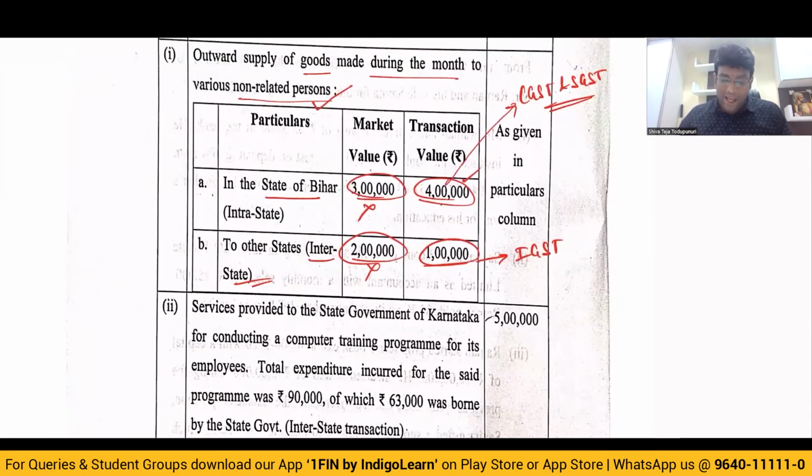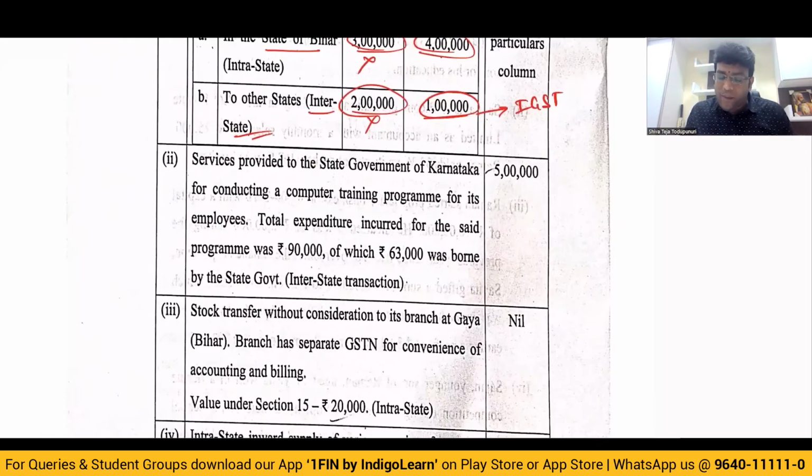Next point. Service provided to the state government of Karnataka for conducting a training program for its employees. Total expenditure incurred per program was 90,000, of which 63,000 was borne by the state government. An interesting concept from the exemptions. In exemption, there is a point that in case of training program services to the central government or state government, in which 75% or more of the expenditure is borne by the government, it is exempt.